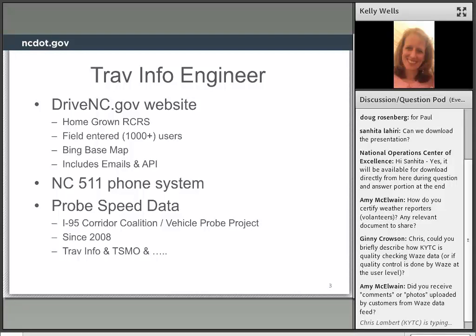We manage a homegrown DriveNC.gov website. It is a homegrown road closure reporting system.